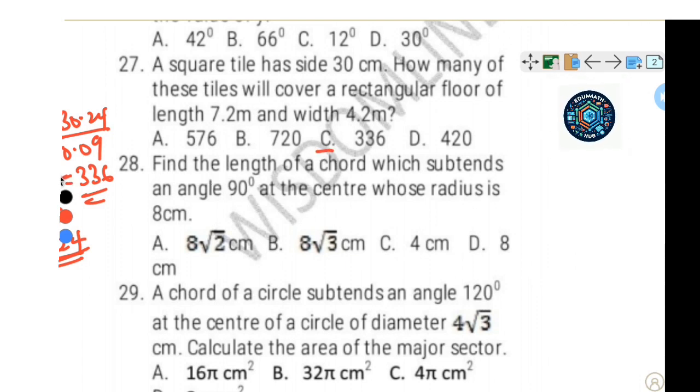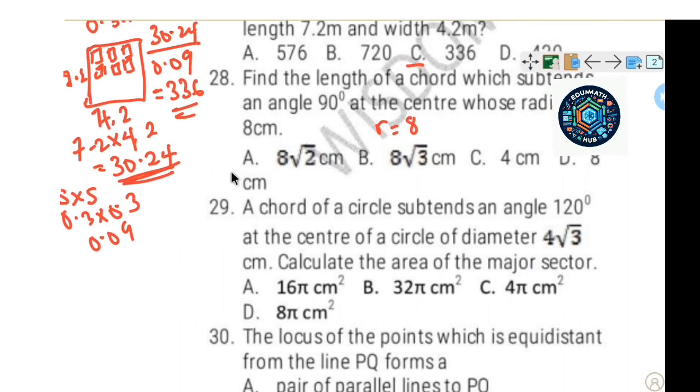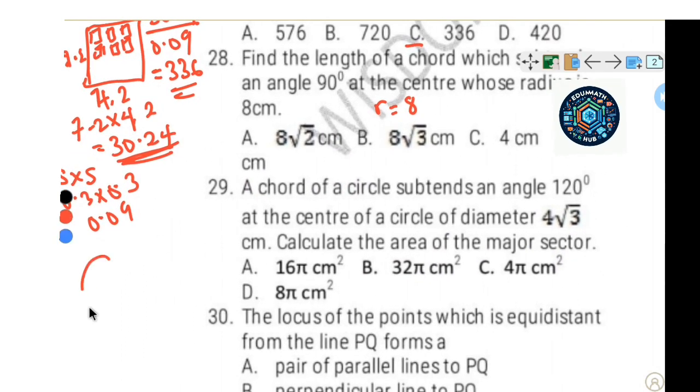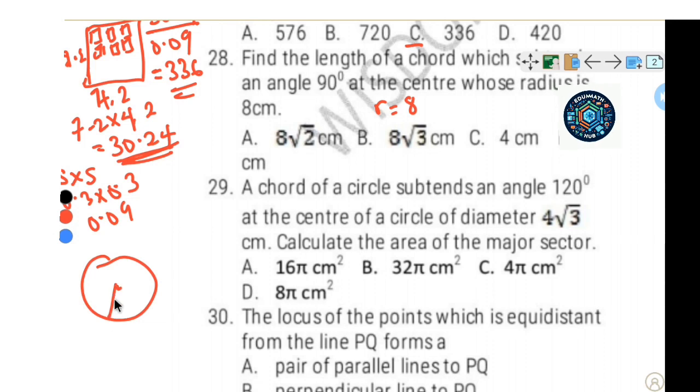For the next one, the length of a chord. Find the length of a chord which subtends an angle of 90 degrees at the center, whose radius is 8 cm. So radius is 8, and you're looking for the length of the chord, and the angle is 90 degrees. So you have a circle, with the center. The angle at the center is 90. So this angle here is 90 degrees. So you're looking for this distance. This is the chord.